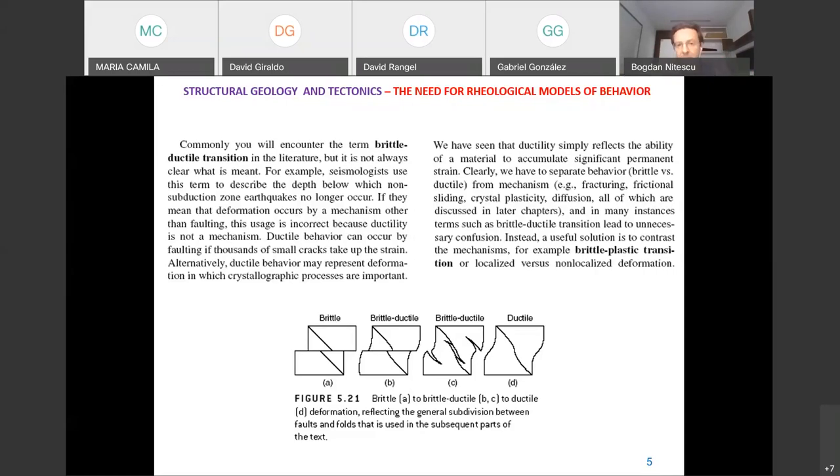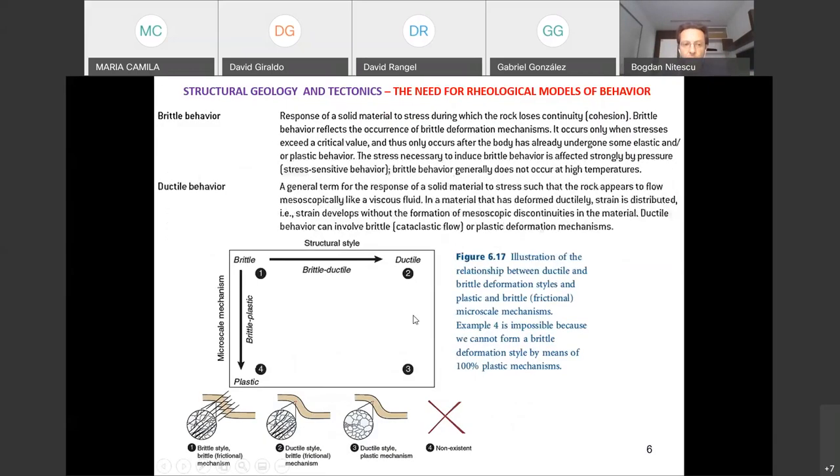Yeah, that's the idea. So let's look, now that I gave you the introduction, here you have some definitions. You see brittle behavior, that means response to stress, and as an effect, the rock loses continuity or cohesion. You are going to see at different scales the fractures and the faults. Now, ductile, you see it's a general term.